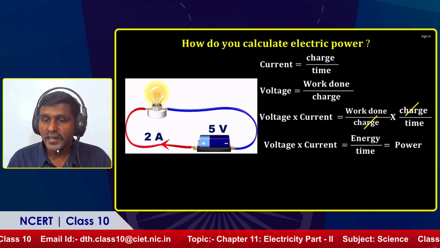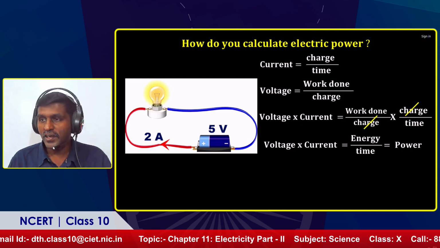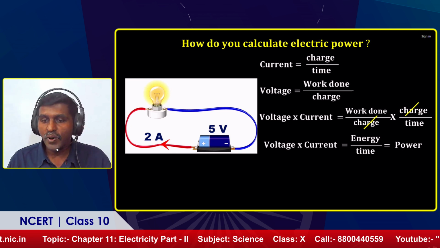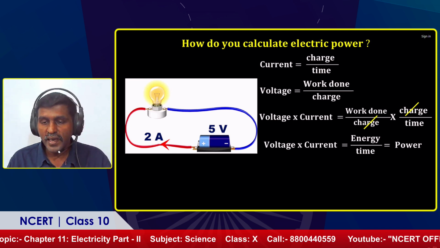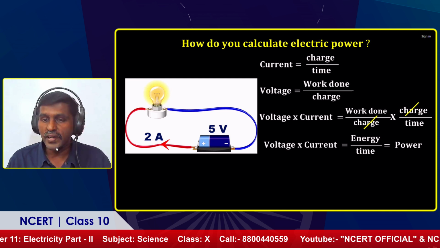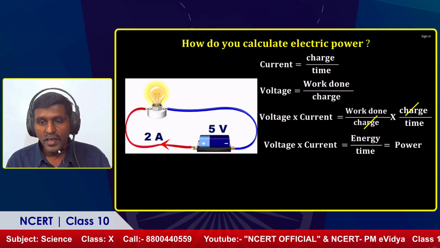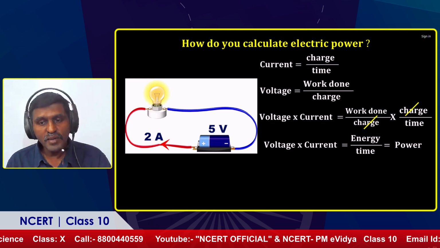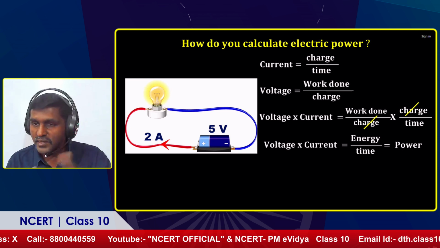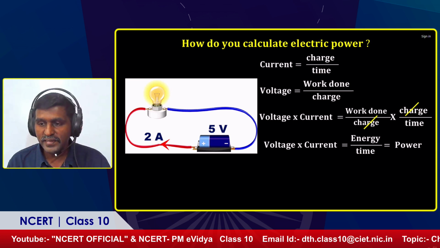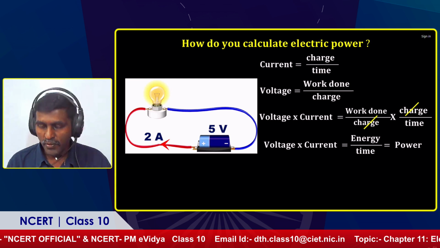The same can be written as voltage into current. So, instead of finding energy by time, we can find the power using the formula voltage into current. Okay. If you know the voltage and current, we can find out power. In every circuit we can measure voltage and current. It is difficult to measure energy, but we can measure voltage and current, so we can easily find out power.